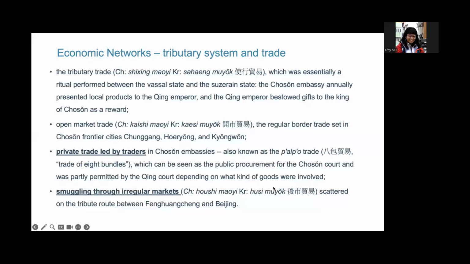That's what we call, in Korean, 팔포 무역, trade of 8 bundles, the private trade led by traders in Chosŏn embassies. And another one is smuggling, usually through irregular markets. The irregular markets actually scattered on the tributary route between Fenghuangcheng, the border place between Qing and Chosŏn, and Beijing.